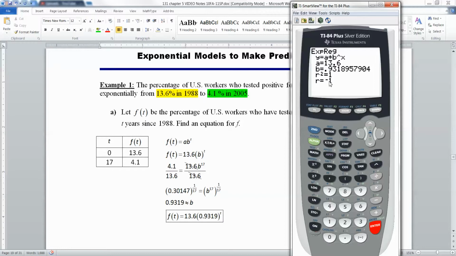Ignore the R's, that's because I use my calculator for statistics. But if you're in algebra, you don't need to pay any attention to that. And your calculator probably doesn't even do them, and that's totally fine. All right, don't worry about it. All right, so there we go.